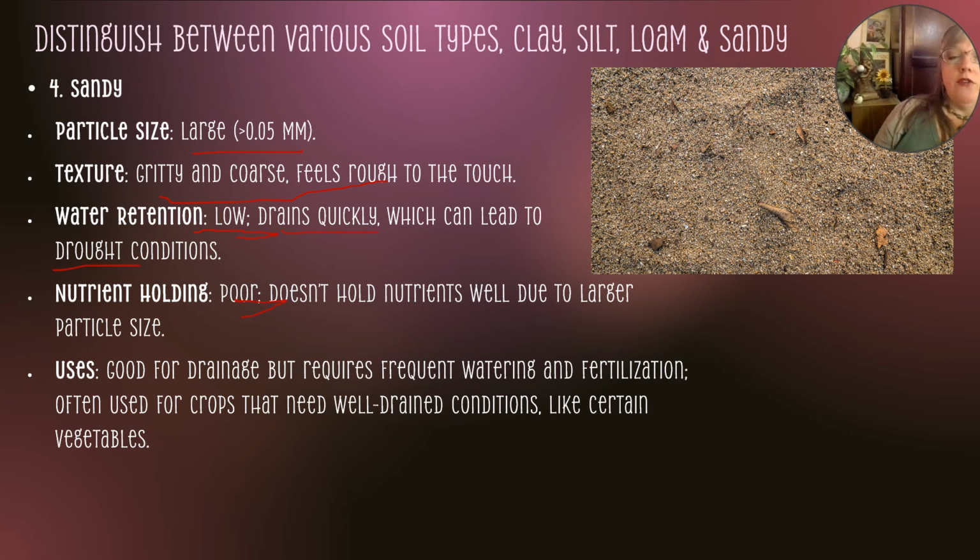It's very poor at holding nutrients because, again, it has a large particle size and the water is going to go right through. It is good for drainage, like if you have a plant that likes to be dry, but it requires frequent watering and fertilizing. It's often used for crops that need well-drained conditions, like certain vegetables. Some vegetables prefer not to have water on them all the time, but that means you're going to have to water and feed them pretty often.